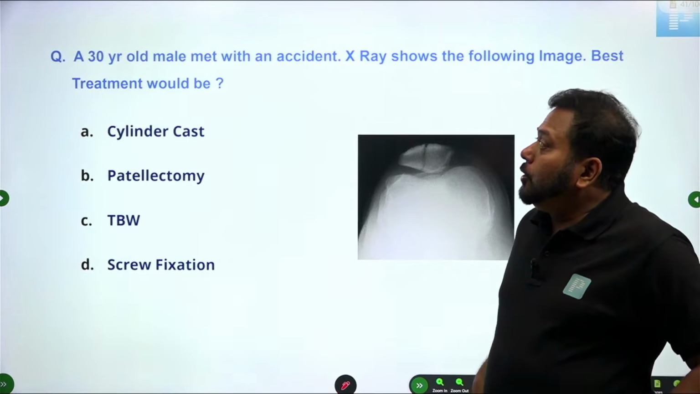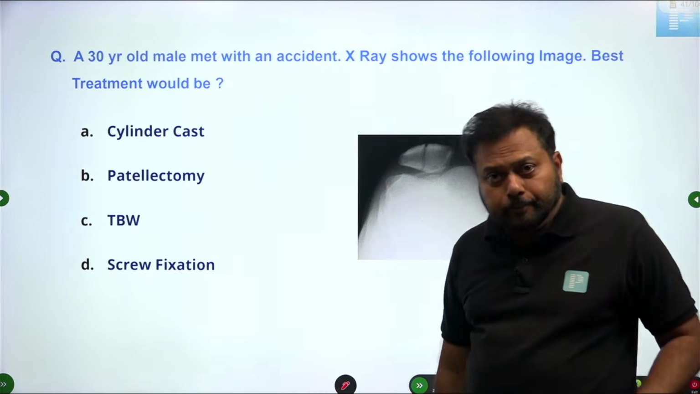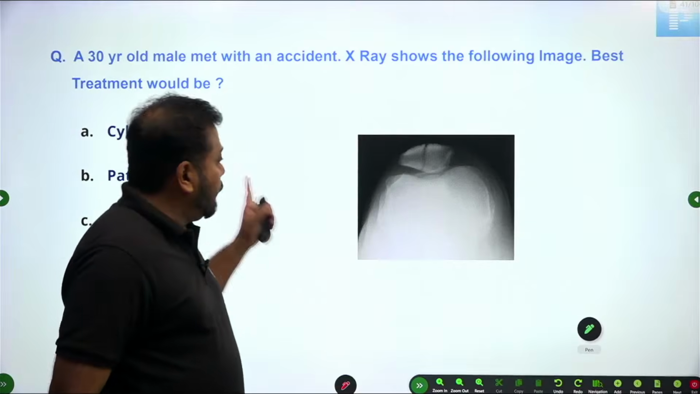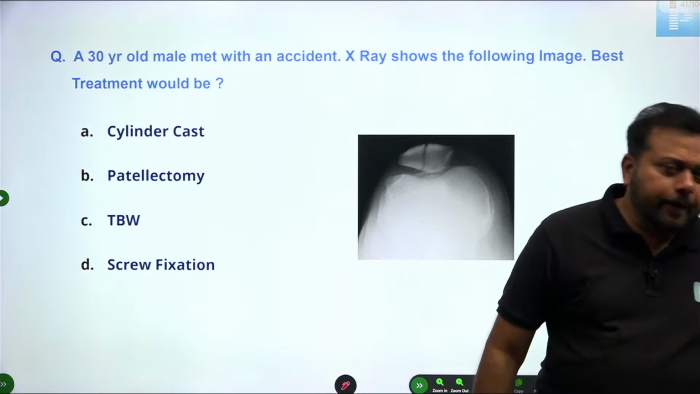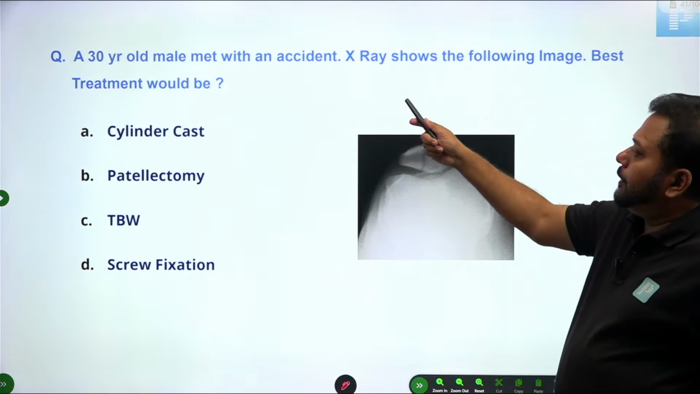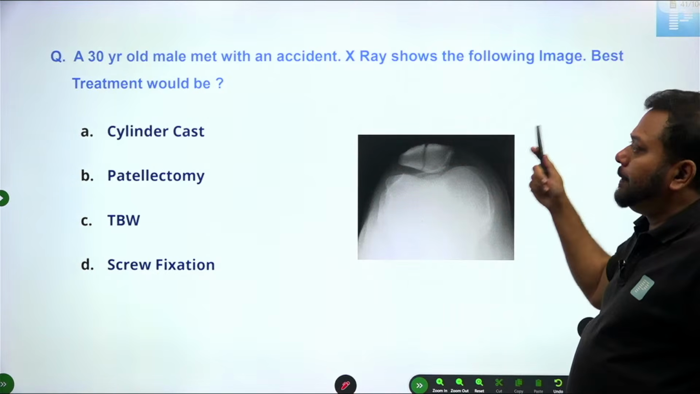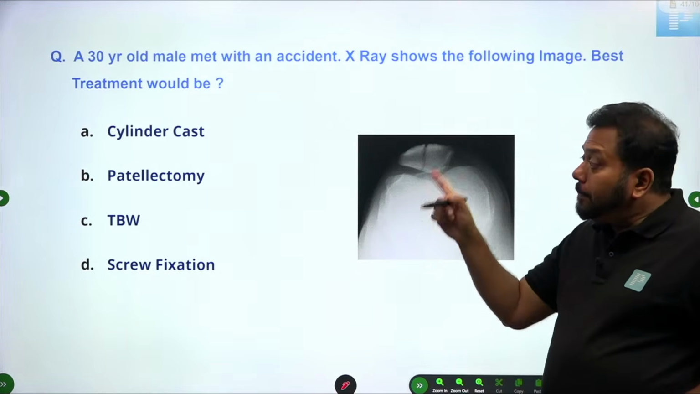A 30-year-old male met with an accident. X-ray shows the following image. Best treatment would be. Look at the X-ray. 4 treatment options are there. Yes, thank you. So the 30-year-old male met with an accident. X-ray shows the following image. Best treatment would be. You see here, this X. What is the best treatment?